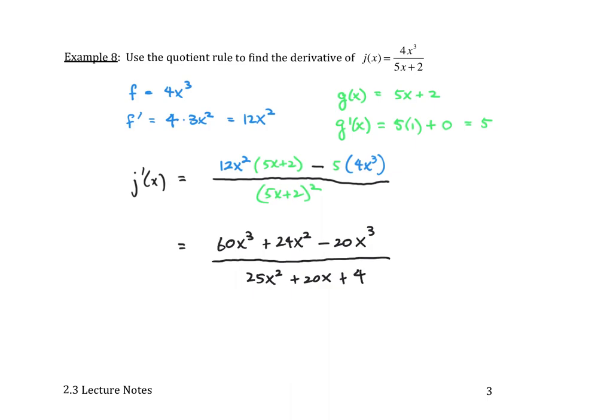Okay. I can see that I have like terms in the numerator over here. So when I combine those like terms, I'm going to get a final answer of 40x cubed plus 24x squared, divided by 25x squared plus 20x plus 4.